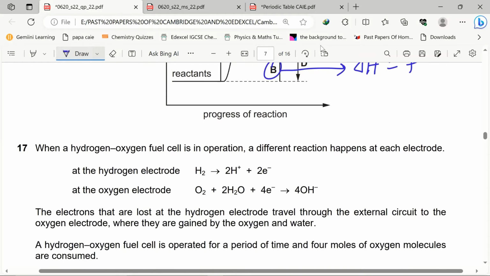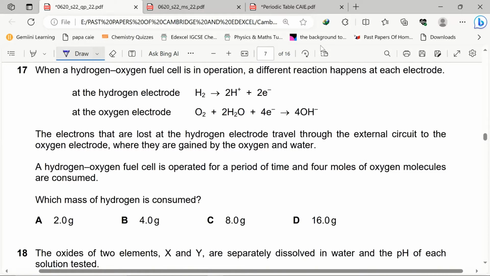Okay, so 16 done. 17. When a hydrogen oxygen fuel cell is in operation, a different reaction happens at each electrode, at the hydrogen electrode and the oxygen electrode. So these two reactions are happening. The electrons that are lost at the hydrogen electrode travel through the external circuit to the oxygen electrode, where they are gained by the oxygen and water. A hydrogen oxygen fuel cell is operated for a period of time, and 4 moles of oxygen molecules are consumed. Which mass of hydrogen is consumed?